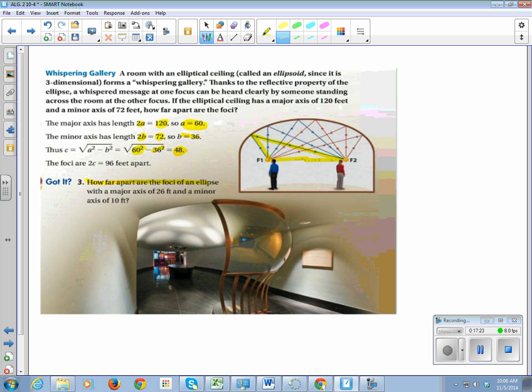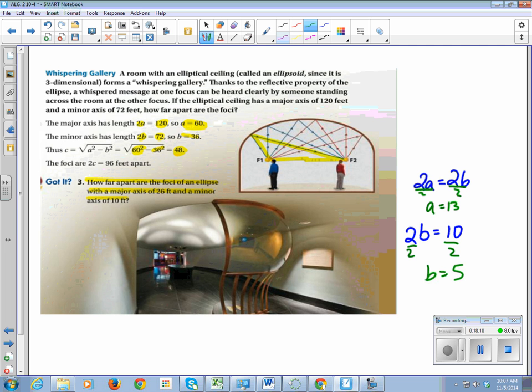How far apart are the foci of an ellipse with a major axis of 26 feet and a minor axis of 10 feet? So we want to find a, and we want to find b. So a is 13 feet, and b is 5 feet.